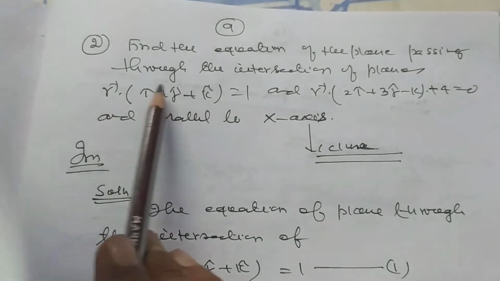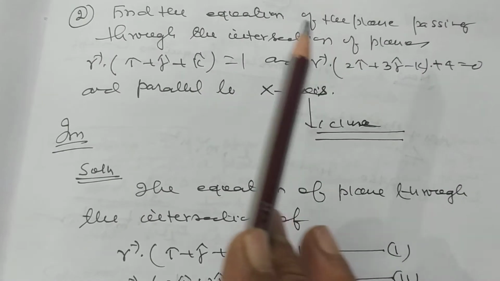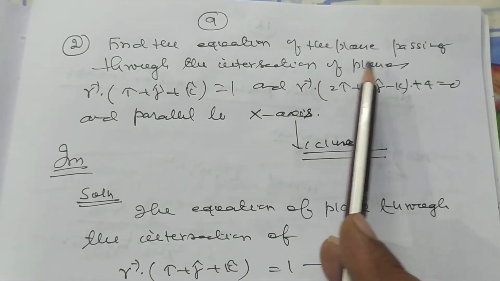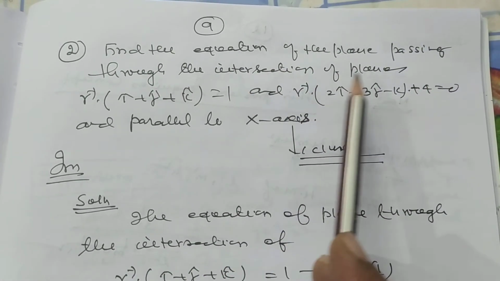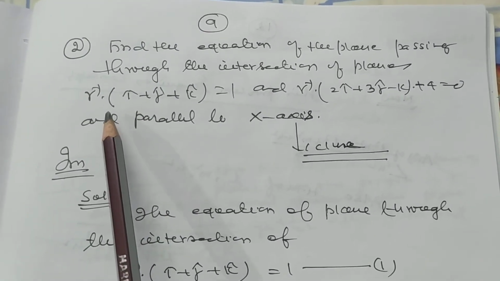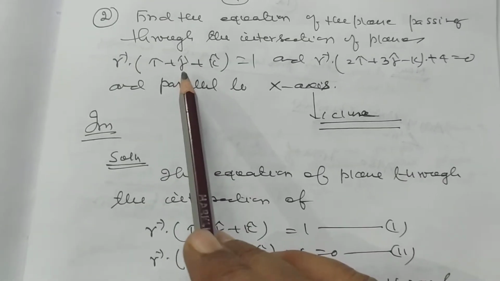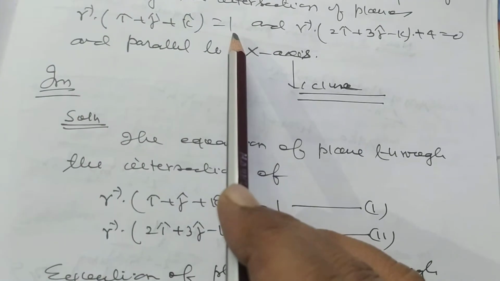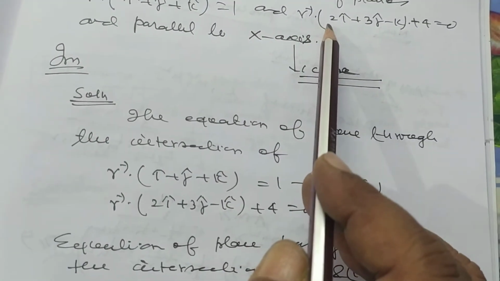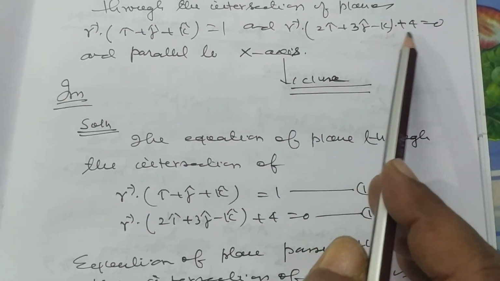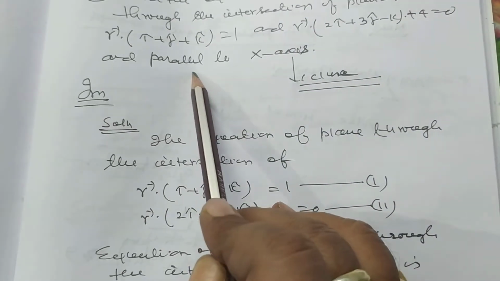See here, the equation of the plane passing through the intersection of planes r · (i + j + k) = 1 and r · (2i + 3j − k) + 4 = 0 and parallel to the x-axis.